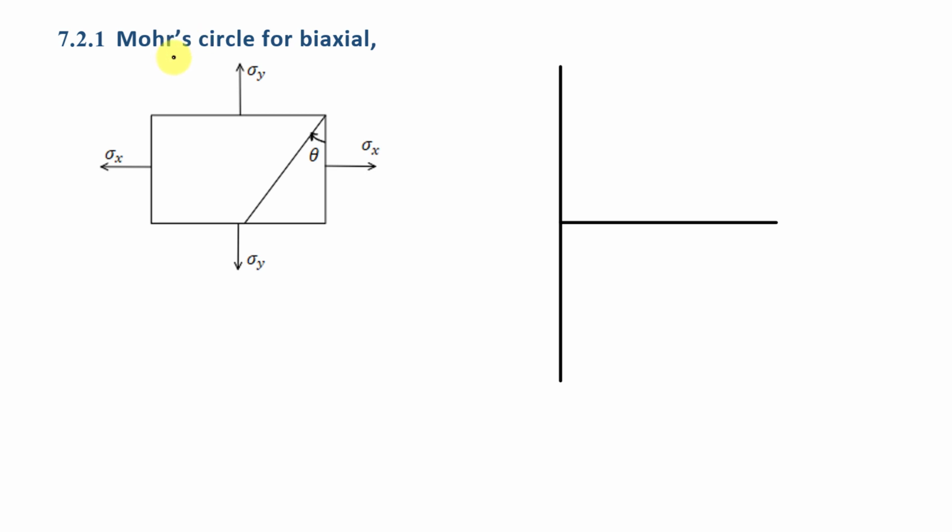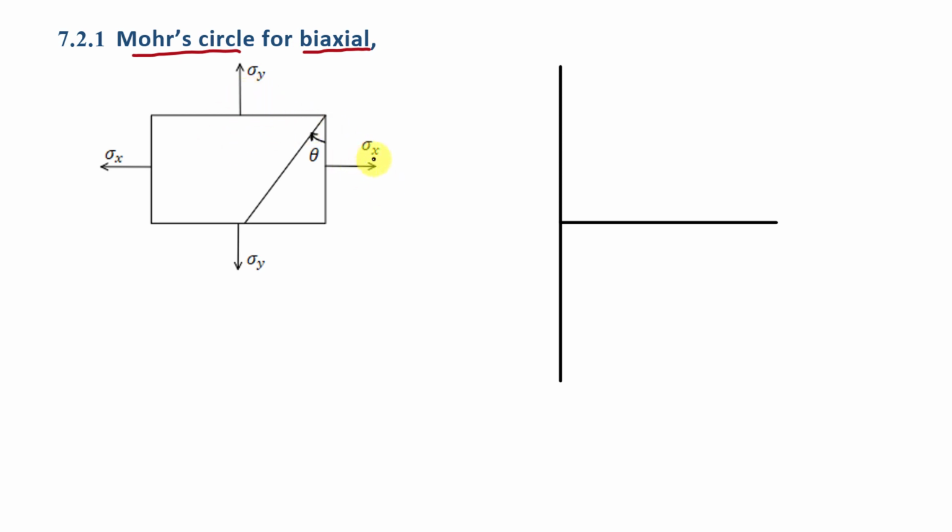Now in the first case we are going to draw Mohr circle for biaxial loading condition. Means we have this body, in which this direction is having sigma x as normal stress on both surfaces, and in the y direction this body is having normal stress sigma y on both surfaces. And here this normal stress sigma x and sigma y is tensile in nature. So we are going to draw Mohr circle for this case.